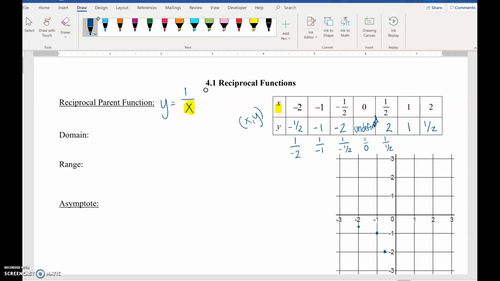0 is undefined, so there's no point there. We'll come back to that. 1/2, 2, so right here. 1, 1, right here. And then 2, 1/2 would be right here. And what that 0 undefined looks like is an asymptote. And that is saying that there is a line right here. And again, we did that because we can't divide by 0.